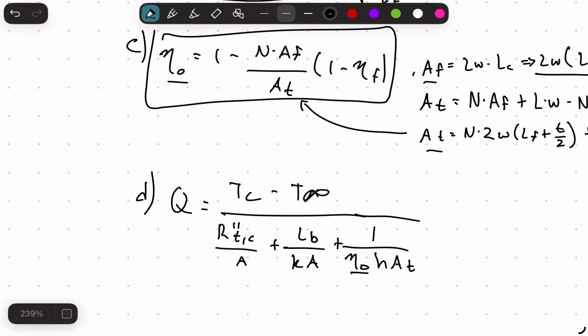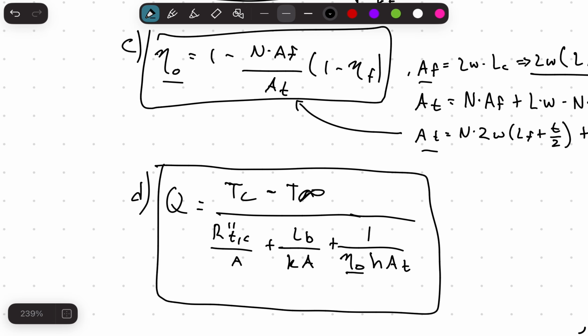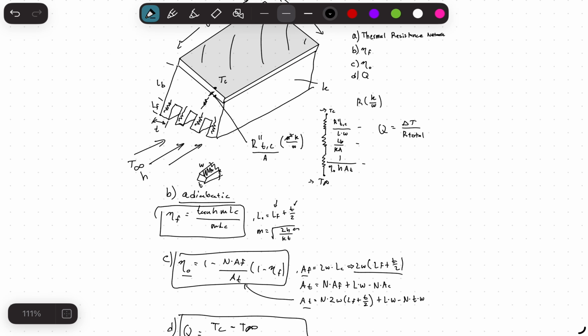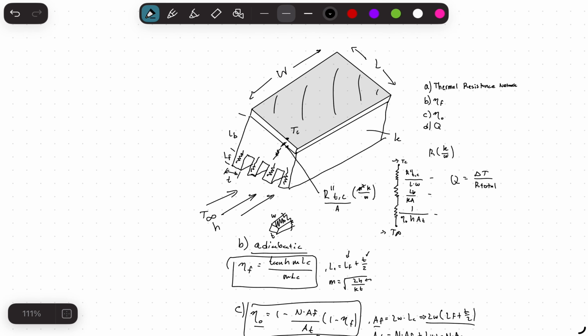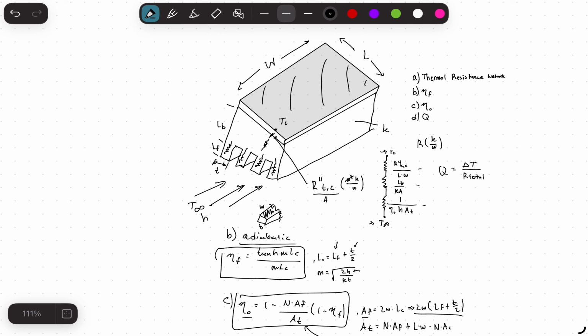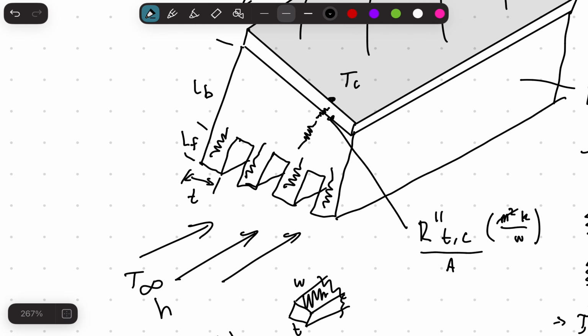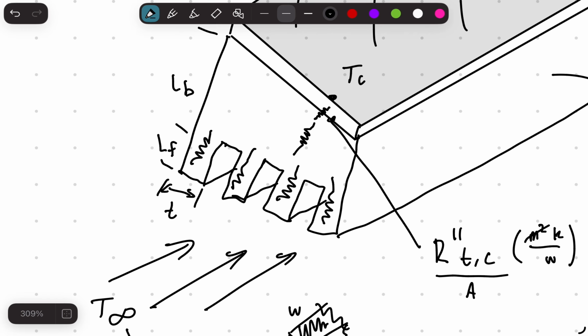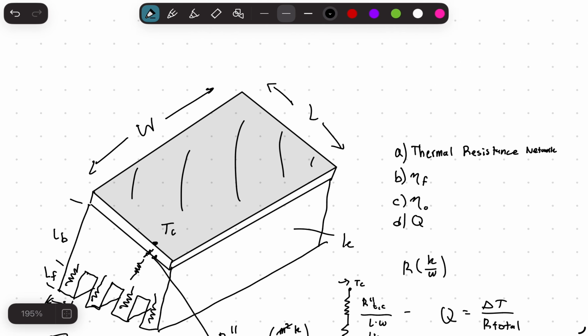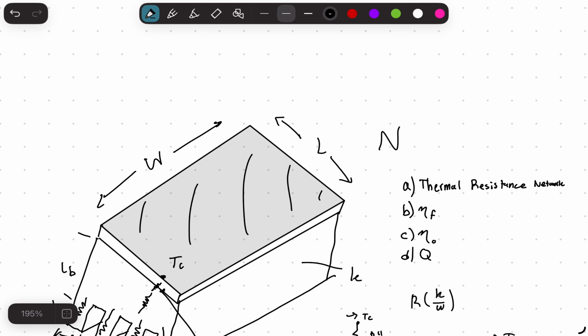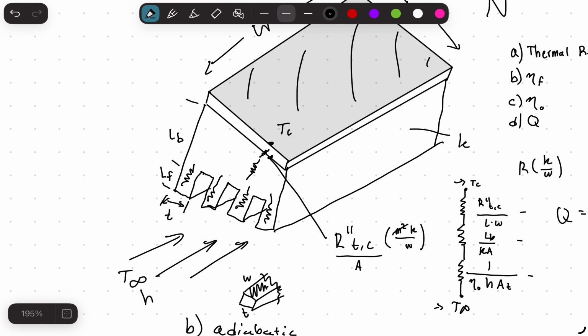And yeah, that is how you approach multiple fin problems. They're all relatively going to be the same. You just have to pay attention to the shape of these individual fins, the number of fins that you're provided.